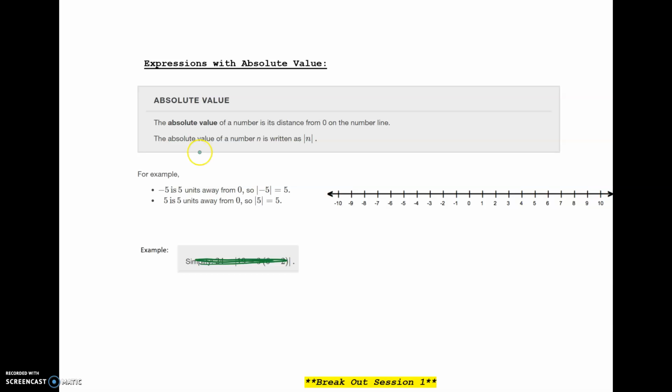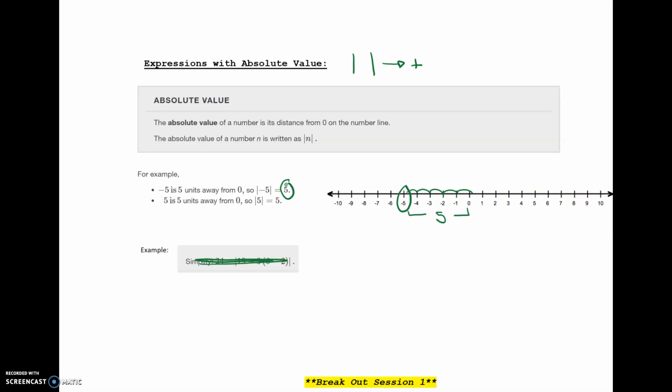And so you denote absolute value with the absolute value bars, and since we're talking about distance, and distance is always positive, you're always going to end up with a positive number. So for example, if I have -5, I'm starting at -5, and I want to know how far away am I from 0. So I would count 1, 2, 3, 4, 5. Well, I am 5 units away from 0, which is why my answer is 5.